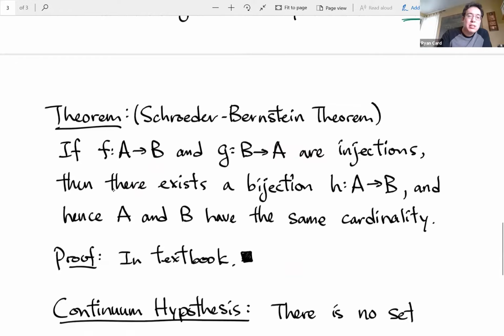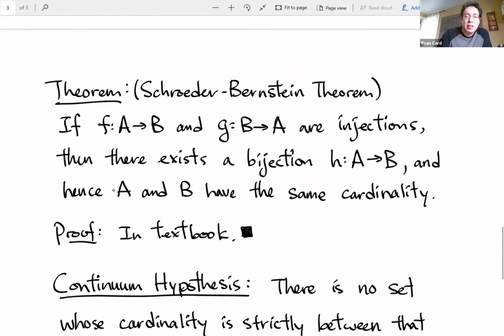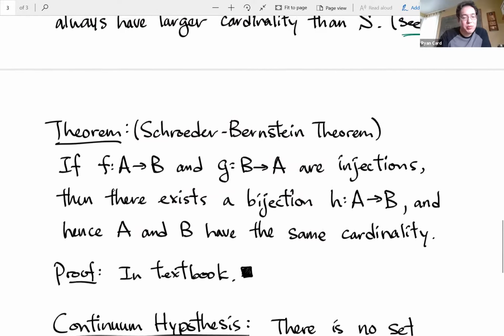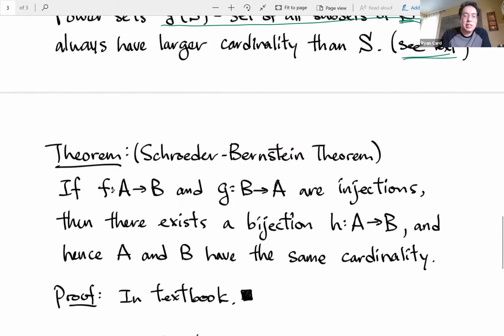Okay. This is a theorem you should know, but I will not cover the proof in this class just because it's long. It is in the textbook, so if you don't want to skip over any material, please read it on your own. It is a little bit technical, but it is understandable. So here's a very useful tool you could use to compare sizes.